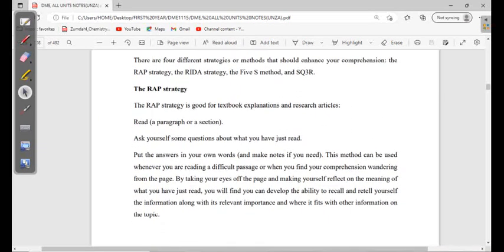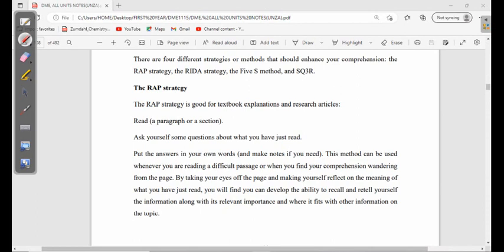So there are 4 different strategies or methods that should enhance your comprehension as you read. The first one is called the WRAP strategy, then the READER strategy, then the 5 S's, and then SQ3R. These are just letters. WRAP is not a word, and READER is letters too. So we need to know these. These are strategies that can help us to comprehend the text.